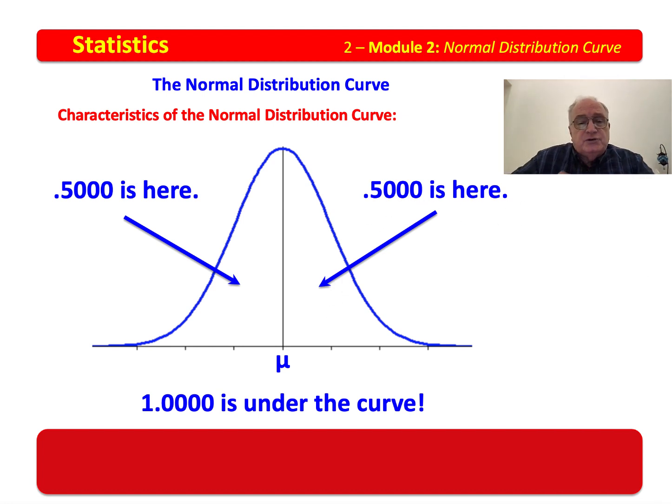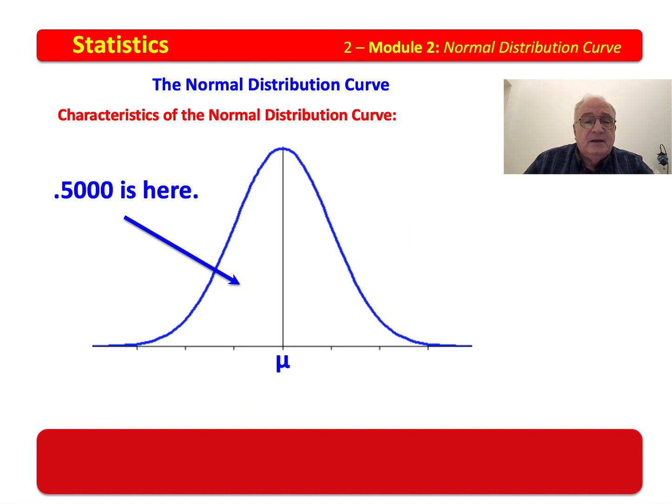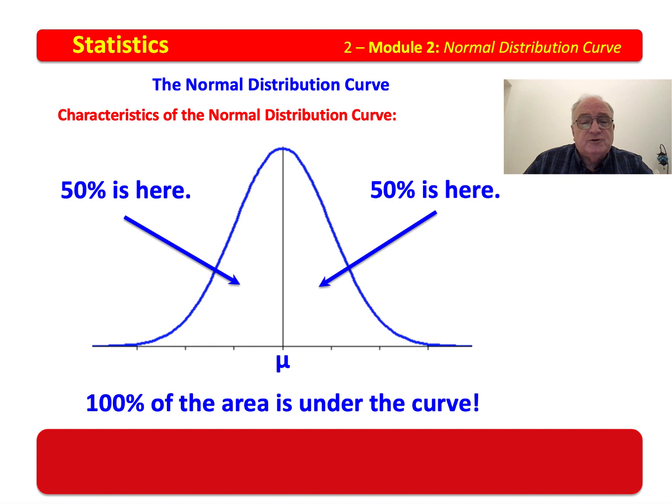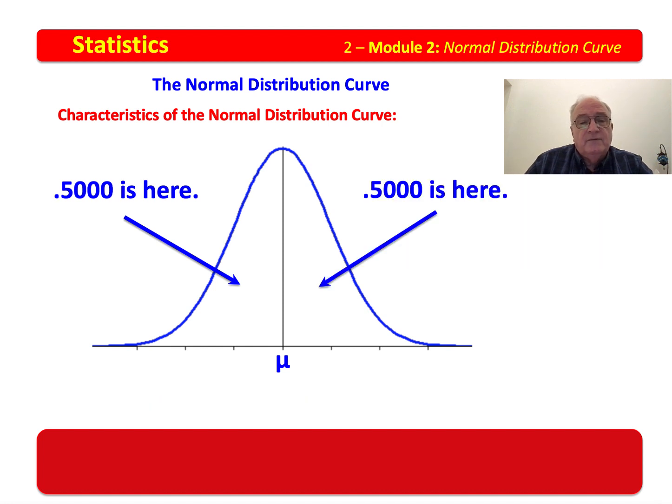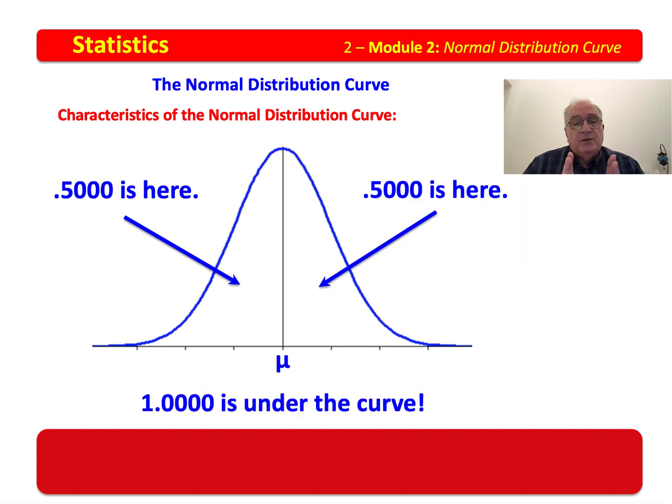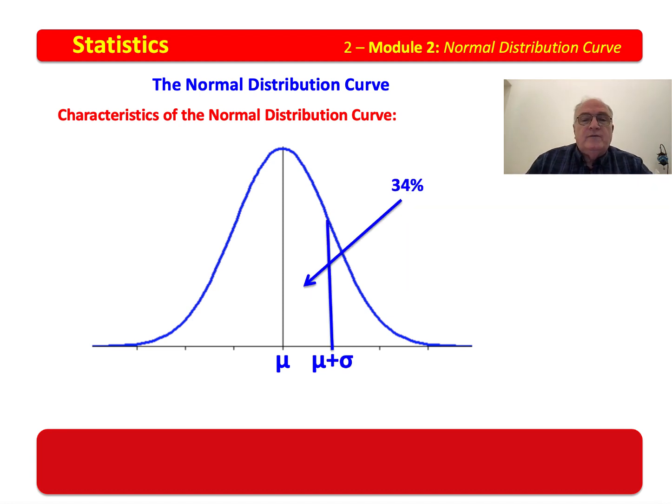Now what I have just done to you is interchangeably used percent and decimal. I've just interchangeably said, okay, if 50% is here, 50% is there, and 100% is under the curve, then that means this. And because 100% is 1.00, and we're carrying it out to 4 decimal places, getting ready to meet our table areas, 50% is 0.50 or 0.5000, so we've got this down.